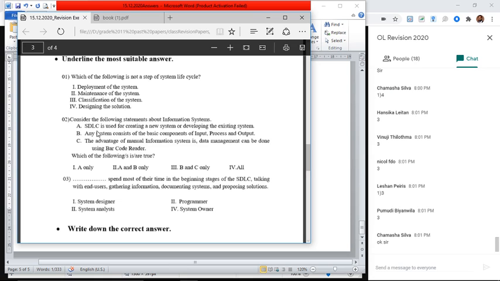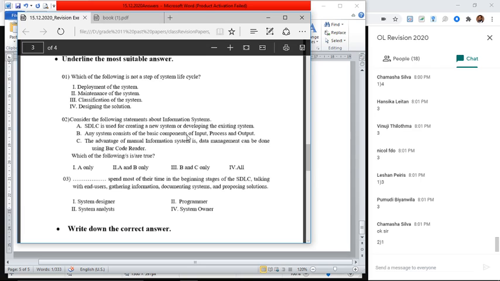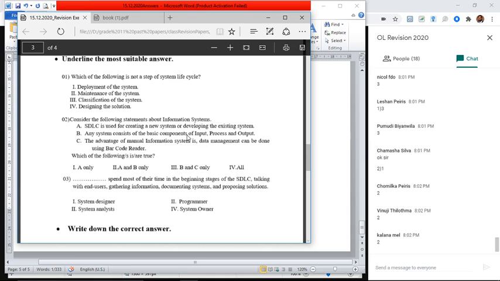Second one, what will be the answer? Consider the following statements about the information system. So these days, up to today, we have discussed all the things about the information systems. Second one, first one. Others, second one.